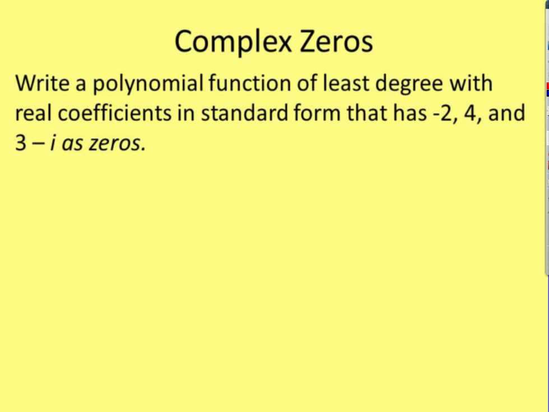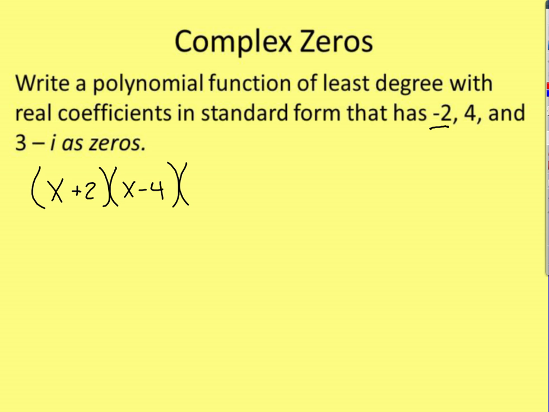So we need to write a polynomial function of least degree with real coefficients in standard form that has -2, 4, and 3 minus i as zeros. Remember, we write it in linear factorization form. When you put it into parentheses, you change the signs. So since this is a -2, we put it in the parentheses, this will become x plus 2. We have a +4, and you put it in the parentheses, this will be x minus 4.